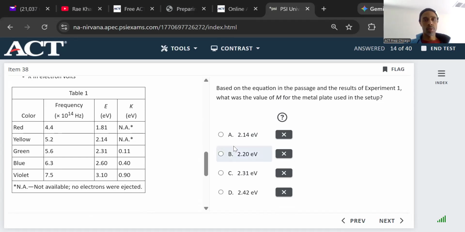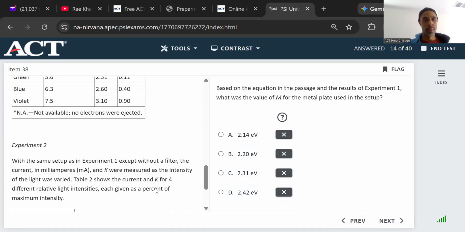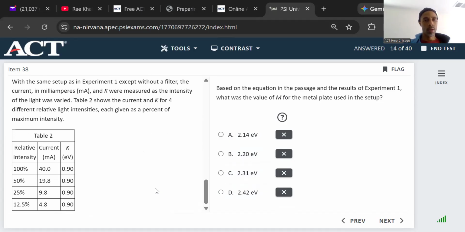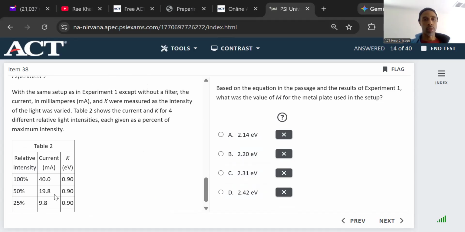And then the answer is 2.14, 2.20, 2.31, or 2.42. I think we got to know that the relative intensity of light was 50, which means the K is 0.9.